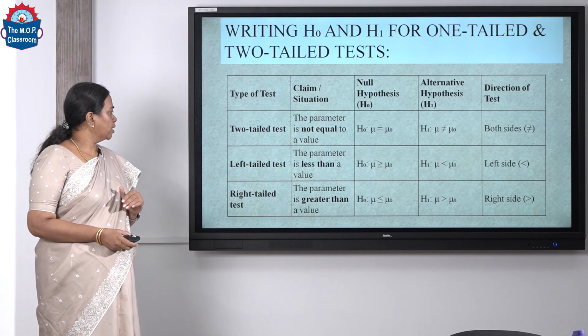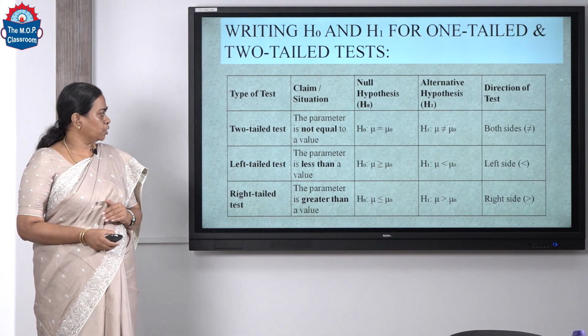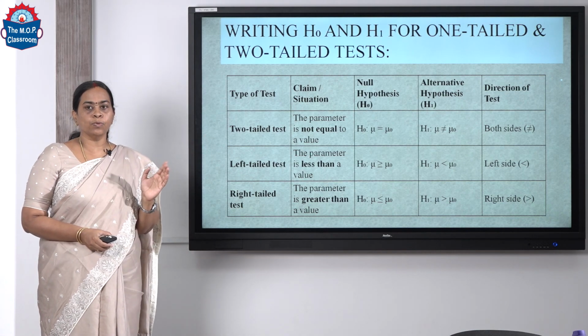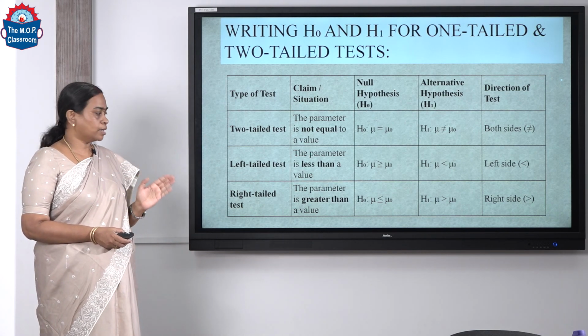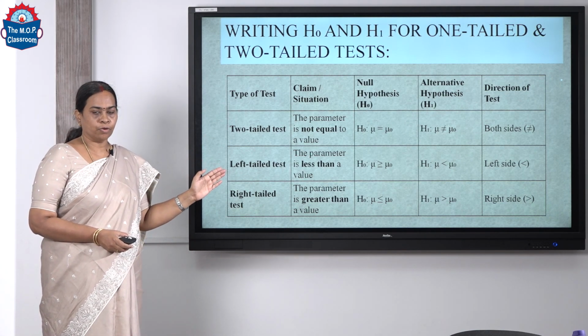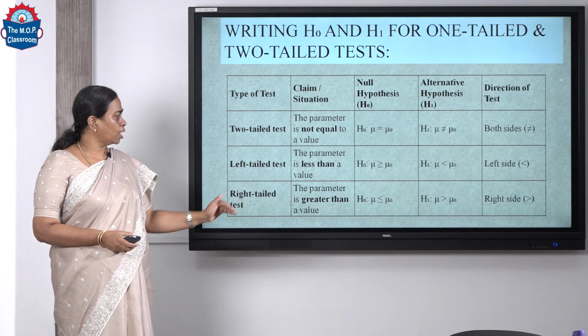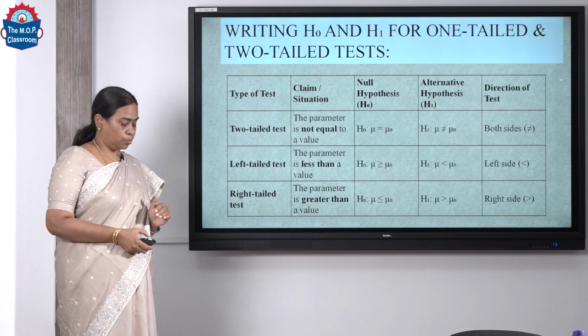Then left tailed, the parameter is less than a value, that is H1, mu less than mu naught, and opposite to that is H naught, mu greater than or equal to mu naught. Very similar, you have right tailed: H naught is mu less than or equal to mu naught and H1 is mu greater than mu naught.